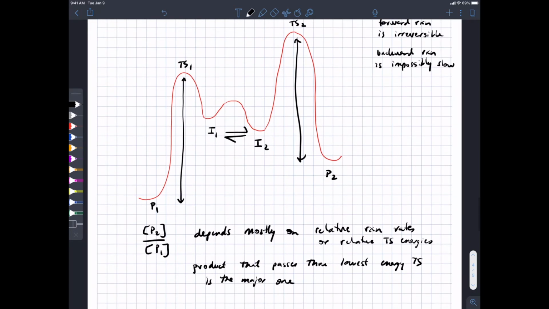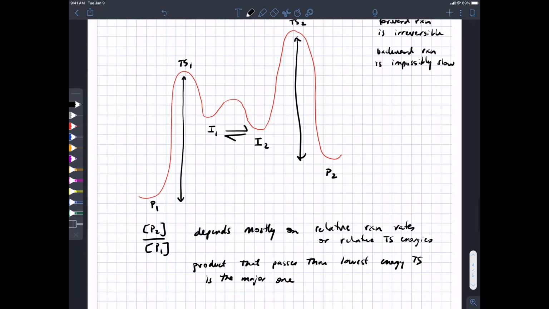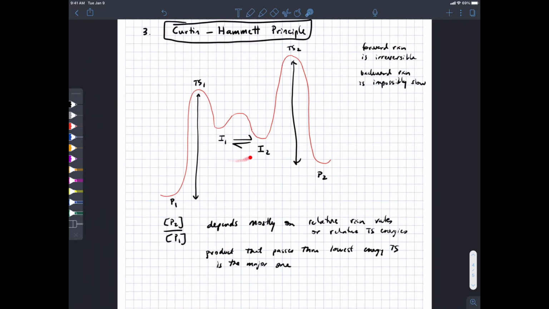Okay? So the Curtin-Hammett principle says that when two intermediates are in equilibrium, and that equilibrium is rapid because the barrier between the intermediates is low, it actually doesn't matter which intermediate is more stable. The product that comes from the lowest energy transition state will be the major product.